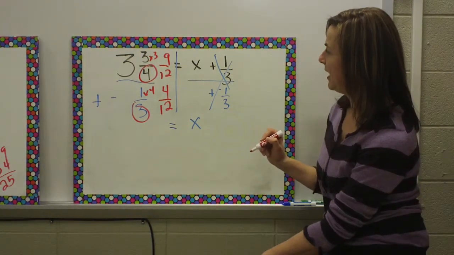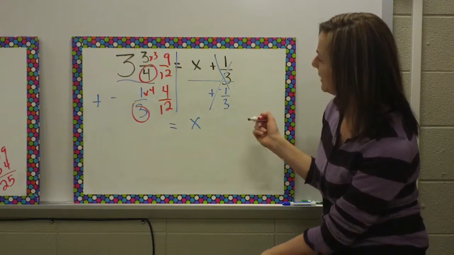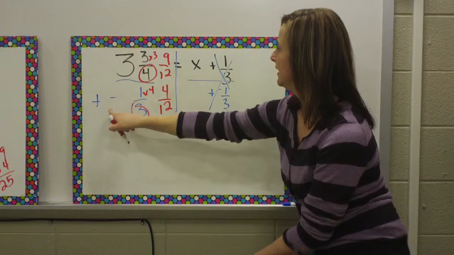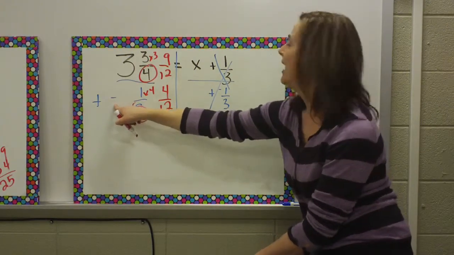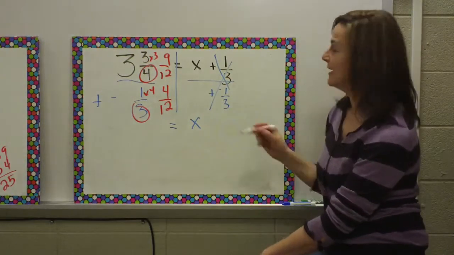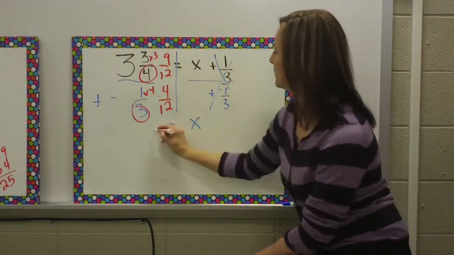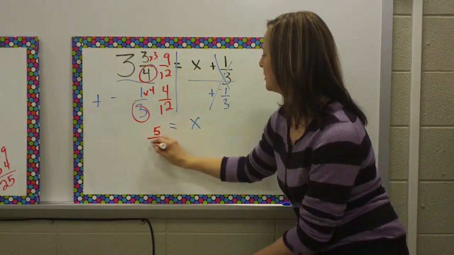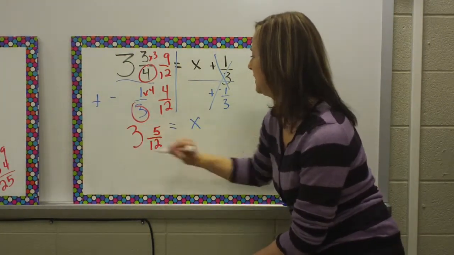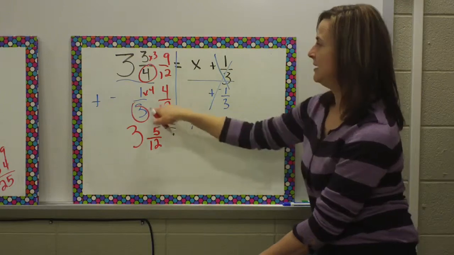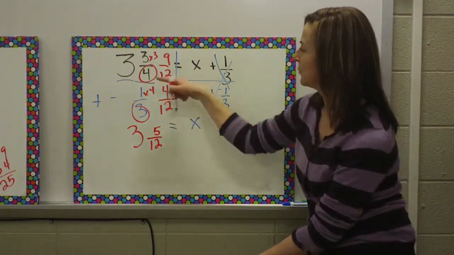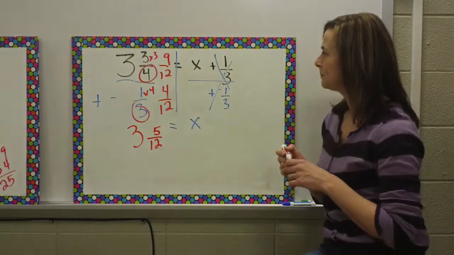Now I go ahead and check, am I adding or subtracting? In this case, I have a positive and I have a negative. So I need to find the difference because I have different signs. 9 minus 4 is 5, along my same denominator, and then I'm going to bring down my 3. I know that it's positive because 3 3/4 is greater or further away from 0 than 1/3.